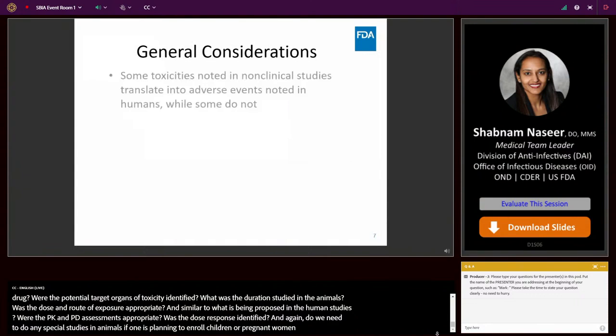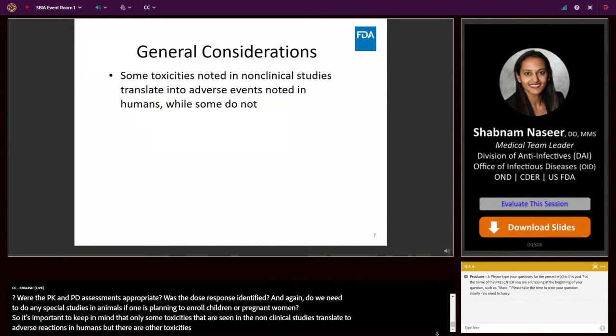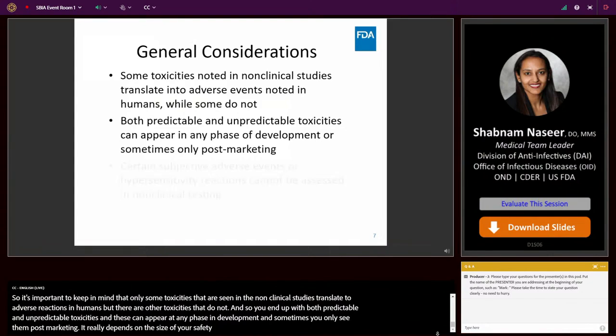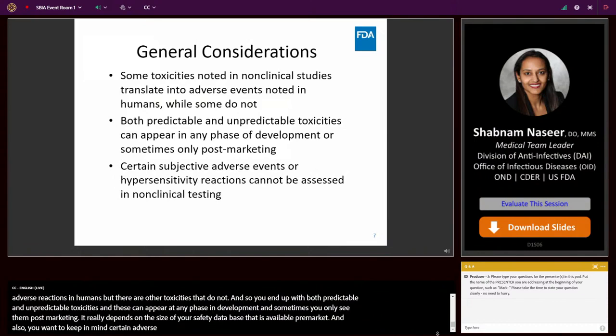So it's important to keep in mind that only some toxicities that are seen in the non-clinical studies translate into adverse reactions in humans. But there are other toxicities that do not. And so you end up with both predictable and unpredictable toxicities, and these can appear in any phase of development, and sometimes you only see them post-marketing. It really depends on the size of your safety database that is available pre-market. Also, you want to keep in mind that certain adverse reactions that are subjective, such as a headache, or other events such as hypersensitivity reactions, cannot really be assessed in non-clinical testing.